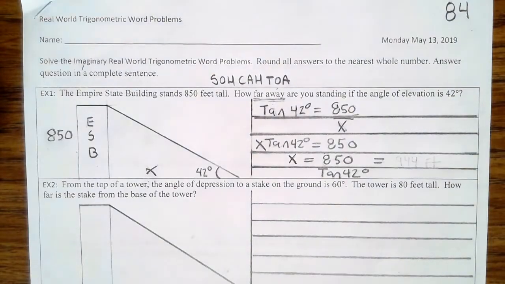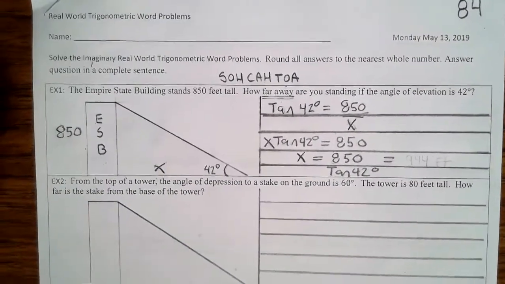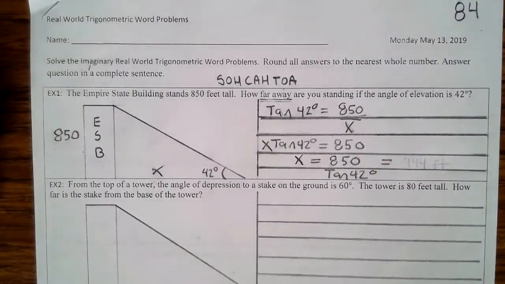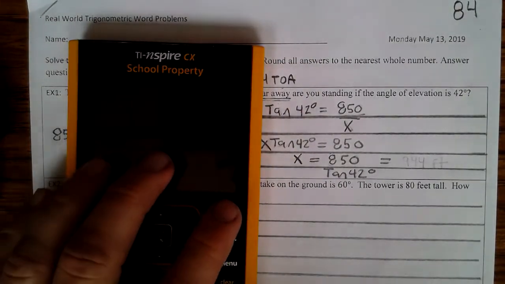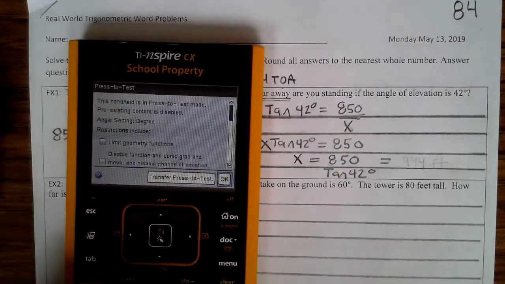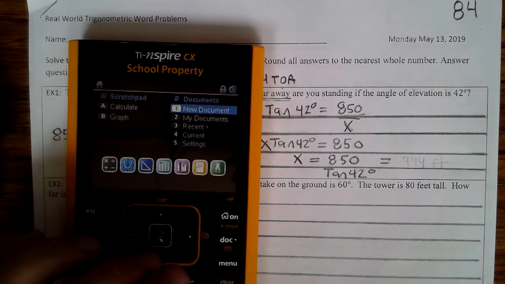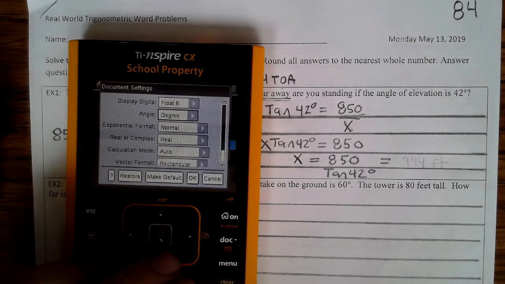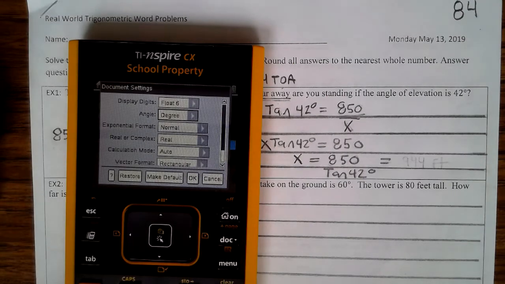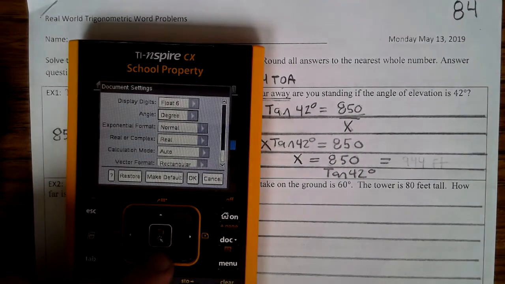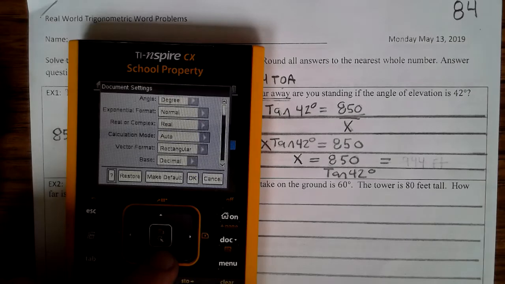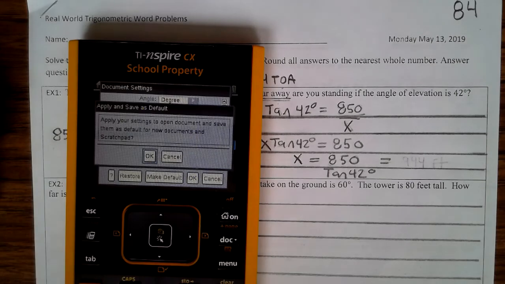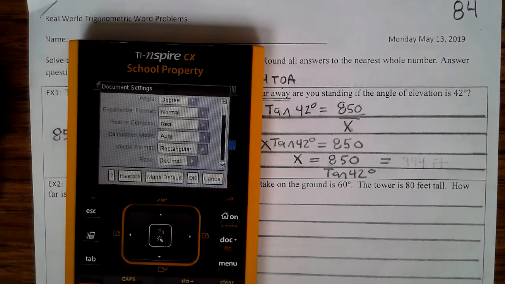So we're going to put that in our calculator. Okay, so to do that, we're going to go to settings, document settings, and we want to make sure it's in degree mode. Okay, now once it's in degree mode, you want to go to make default. That way, anytime you use the settings, it's in degree mode.